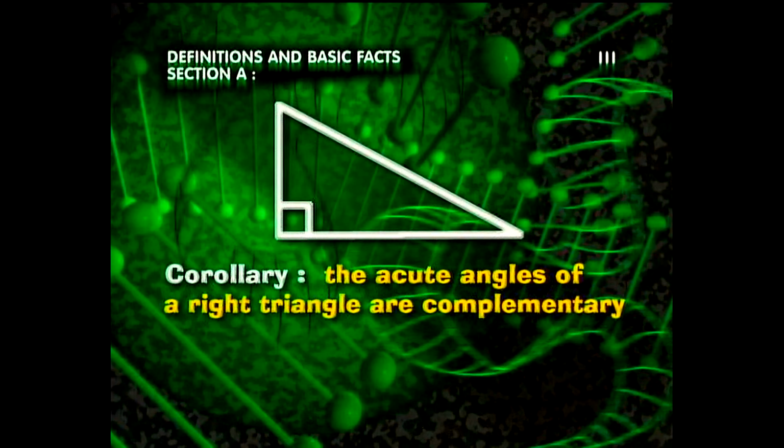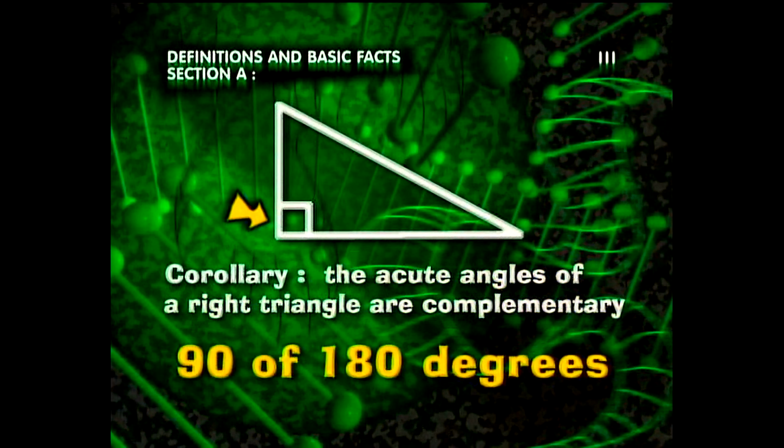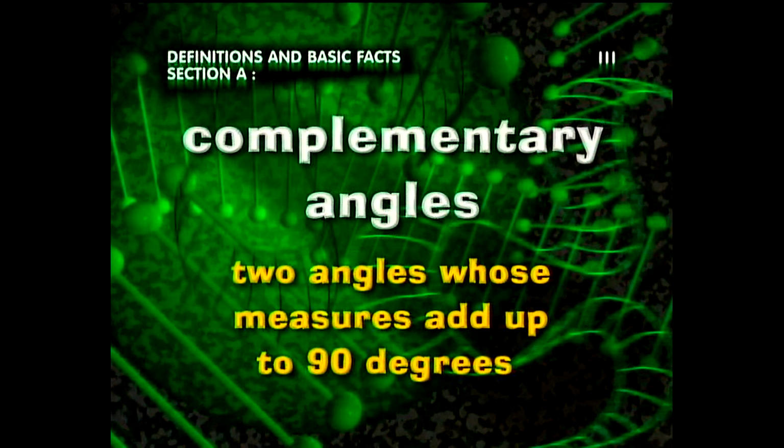Our last corollary is, the acute angles of a right triangle are complementary. So what this is saying is, by definition, we have 90 of the triangle's 180 degrees accounted for by the right angle, and we have 90 degrees remaining for the other 2 angles. The definition of complementary angles is 2 angles whose measures add up to 90 degrees.